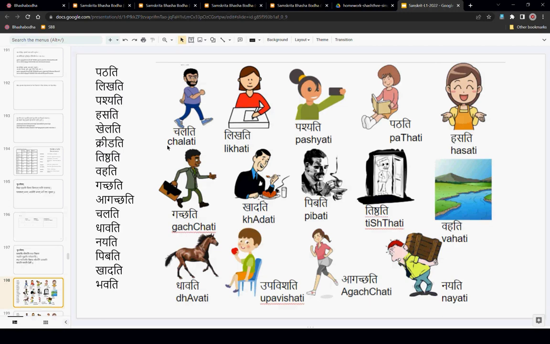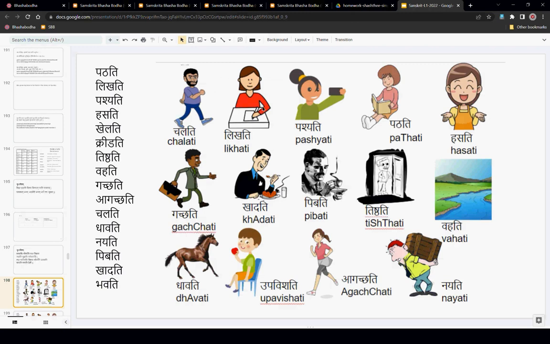What is the karma padam for this? Ask the question, Kim? Purushaha Kim Karoti? No, full chalati. Karoti is a different Kriyapadam. For Chalati, can you ask Kim question? No, you can't ask. For Likhati? Yes. For Pashyati? Yes. Patati? Yes. Asati? No.